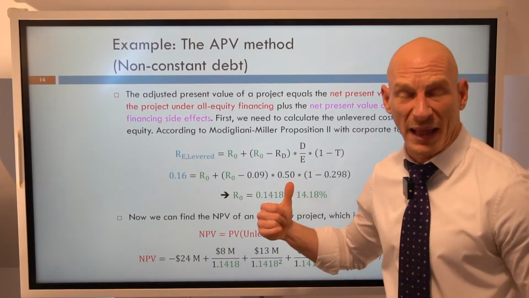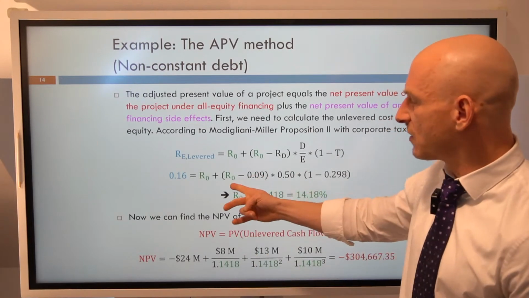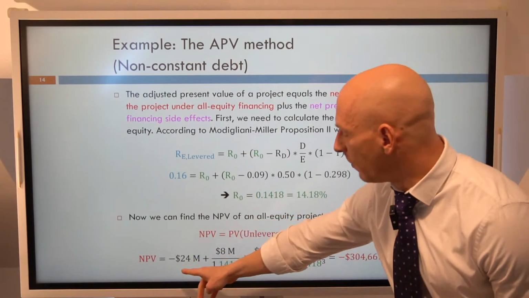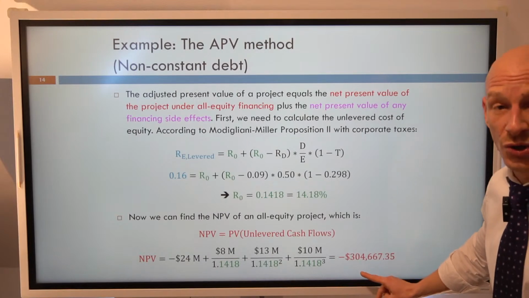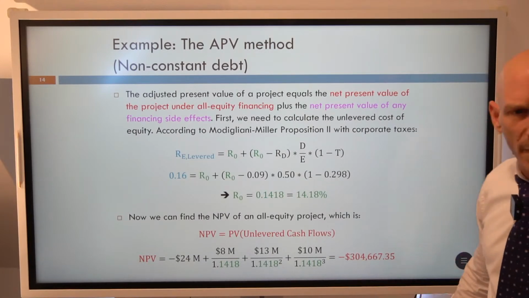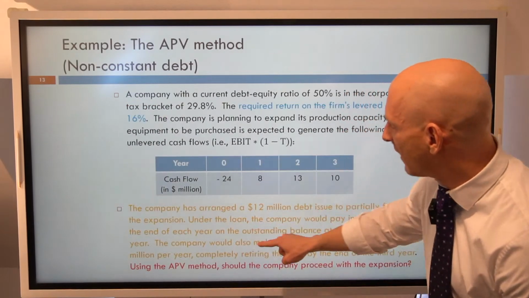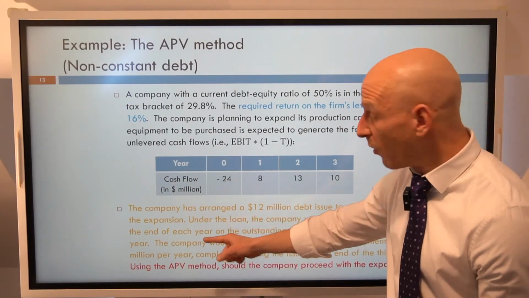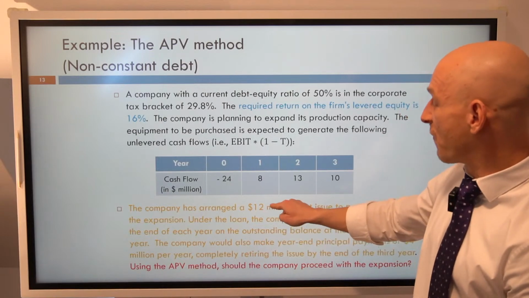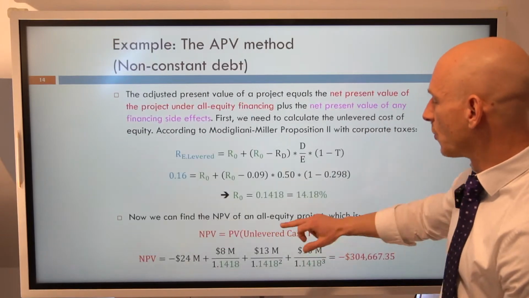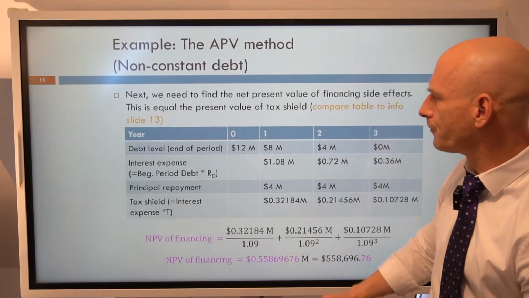So if our plan would have been to do this all equity financed, we already have a conclusion: we should not do it, because it's negative. But that is the all equity case. We still have to factor in that we might get to enjoy some positive financing side effects from the debt financing we use. So that is the second step we need to do.